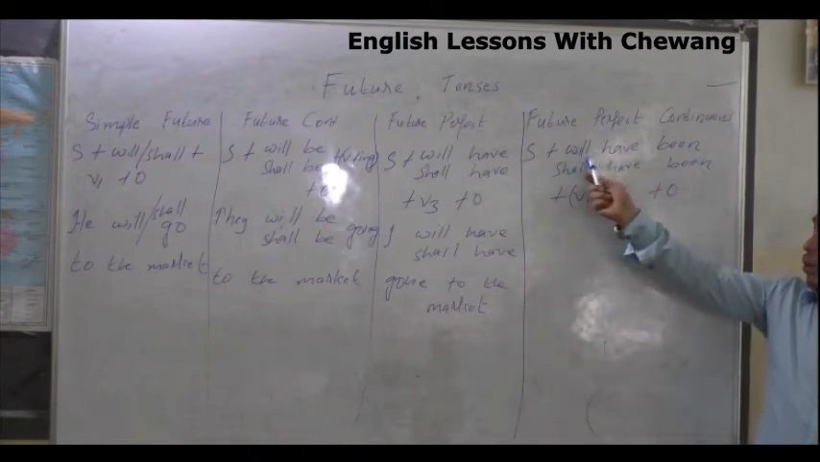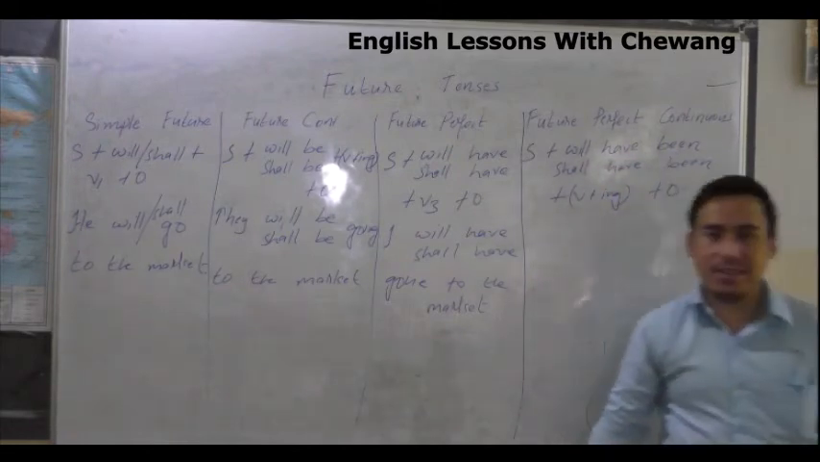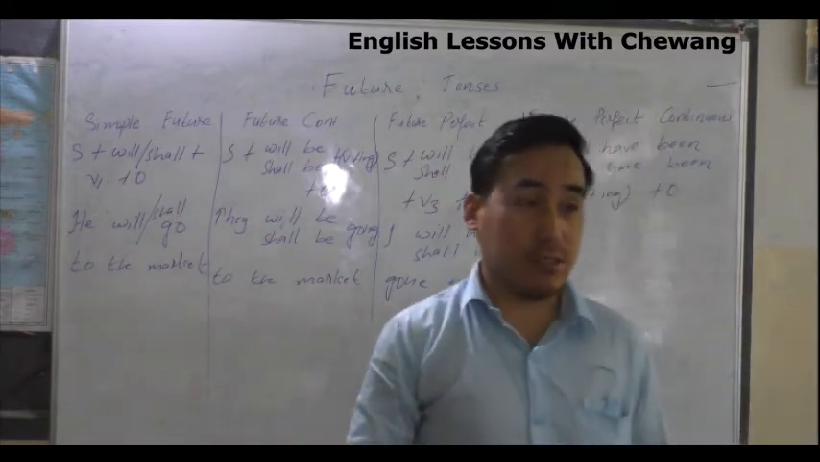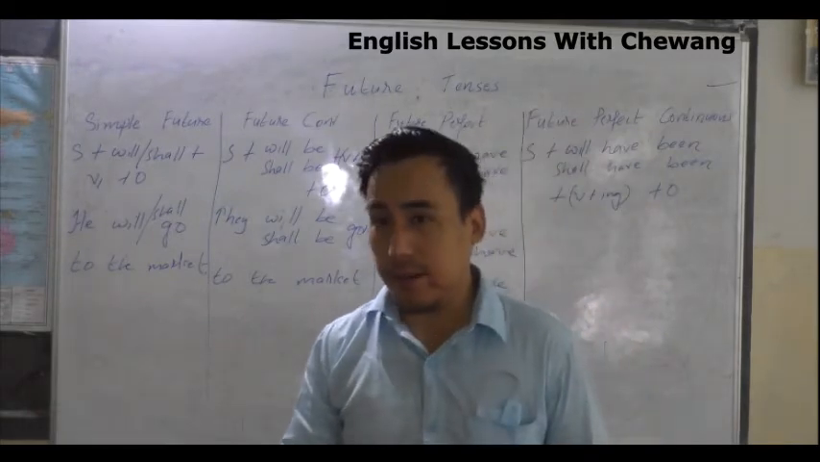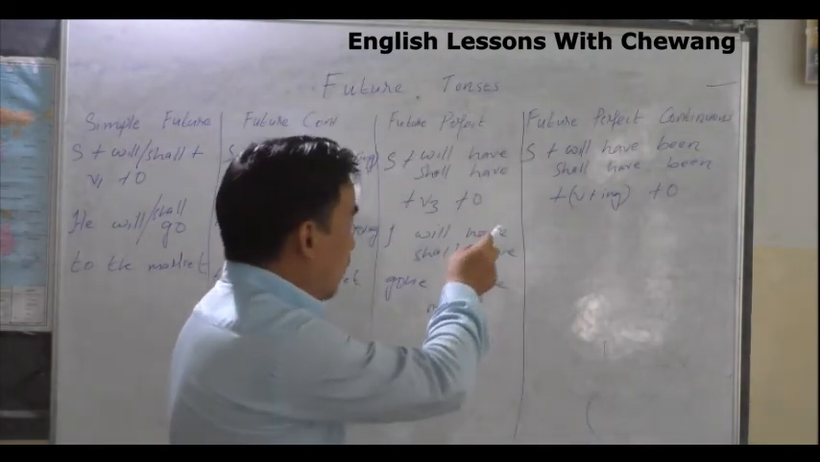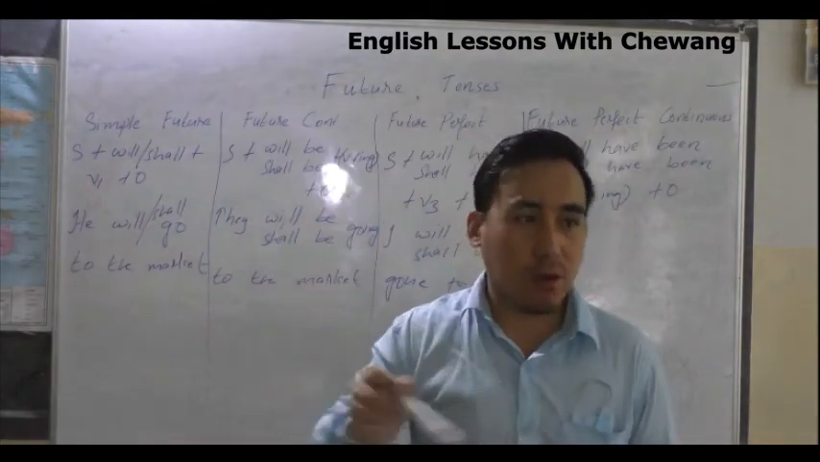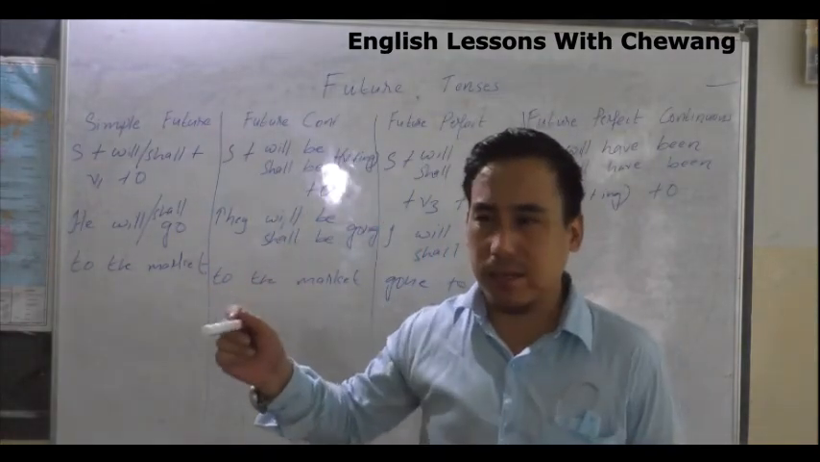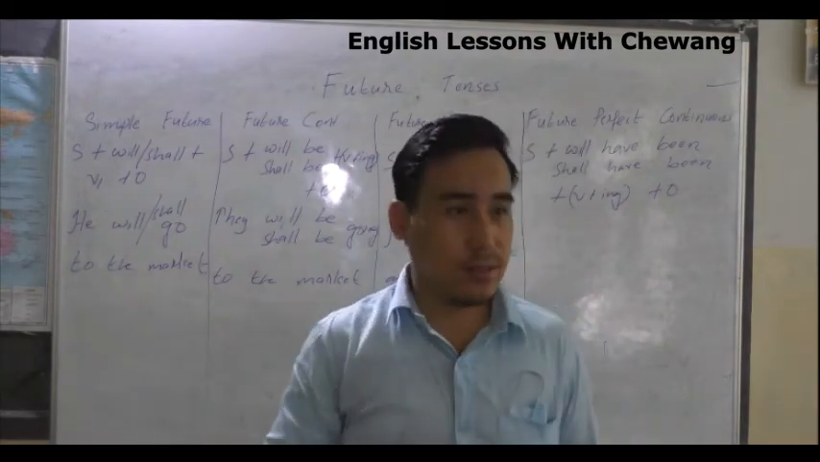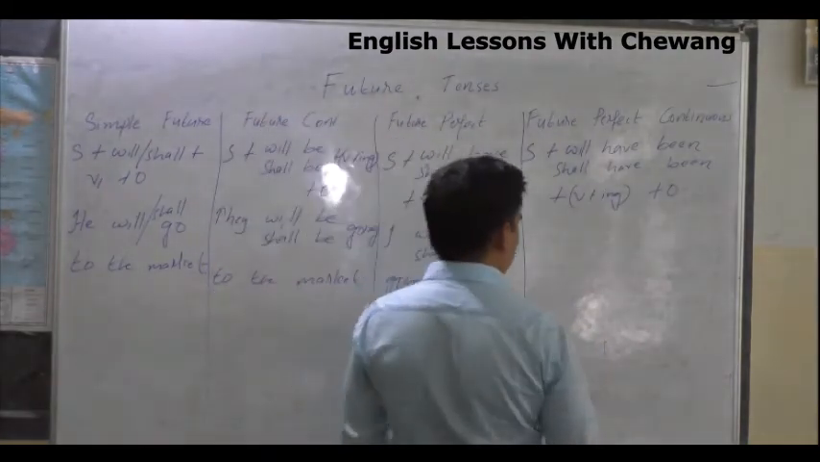And if you see will have been plus verb in ing, then automatically you can know that it is future perfect continuous. Clear? Okay. In any sentence, if you see will have been plus the verb in continuous or in ing, then it is future perfect continuous. Got it? Okay, so how do we change it, or how do we form a sentence using this?